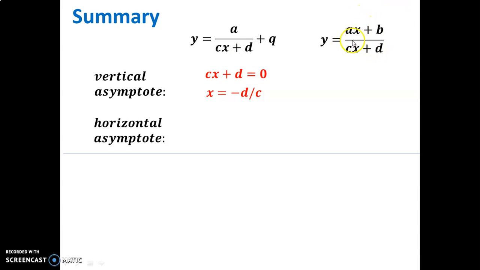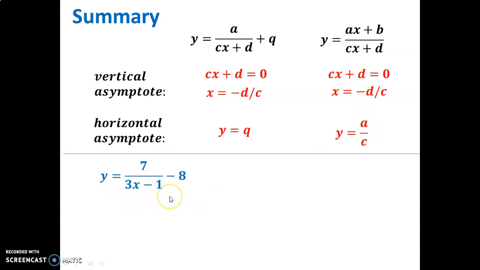In this form here, oh no, let's look at horizontal. Okay, so our vertical asymptote here would be the same thing. Denominator set equal to 0, same thing. So whether the fraction is like this or like this, for both functions we can find the vertical asymptote the same way. But horizontal, here, this tells us the horizontal asymptote, y equals q. Whereas in this form, when we don't have a number added here, we look at the coefficients a and c, and that's our horizontal asymptote, a divided by c.